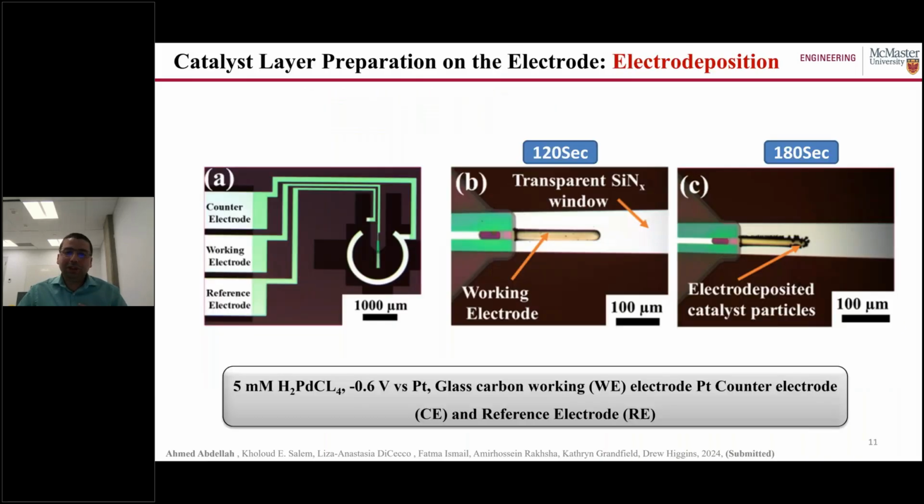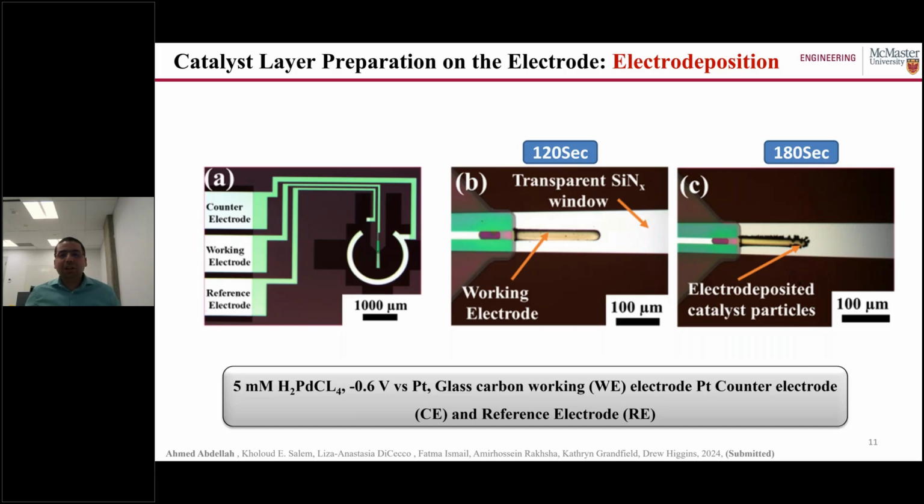Another example, as I said, is palladium. You can insert the palladium chloride in the TEM holder and apply different chronoamperometry for different times, so you can control and visualize how much catalyst you want on your electrode by adjusting the time, and you get a very localized, very clean, and very promising result.